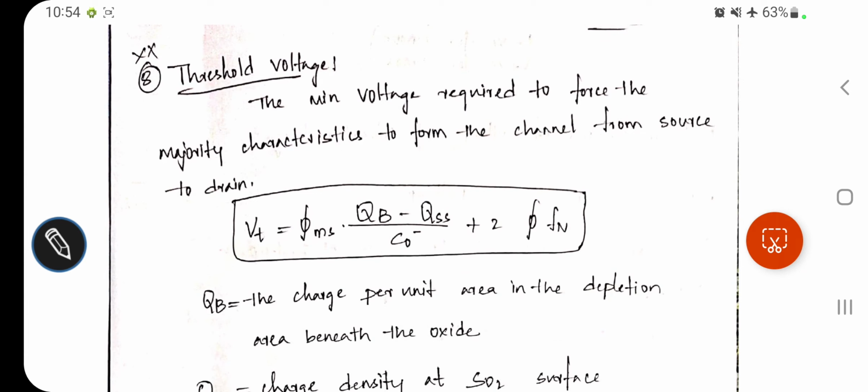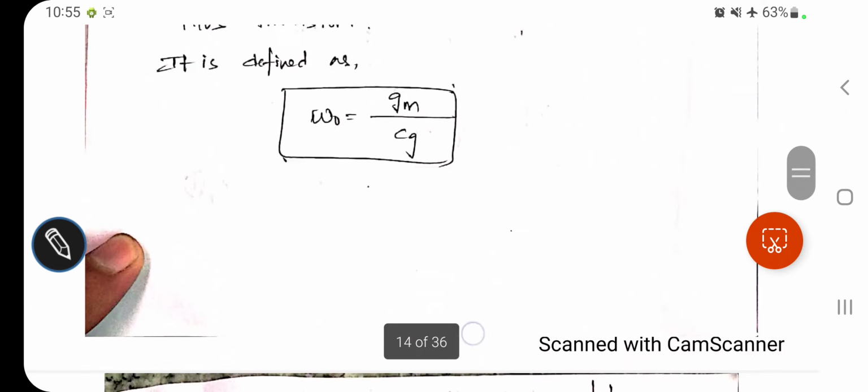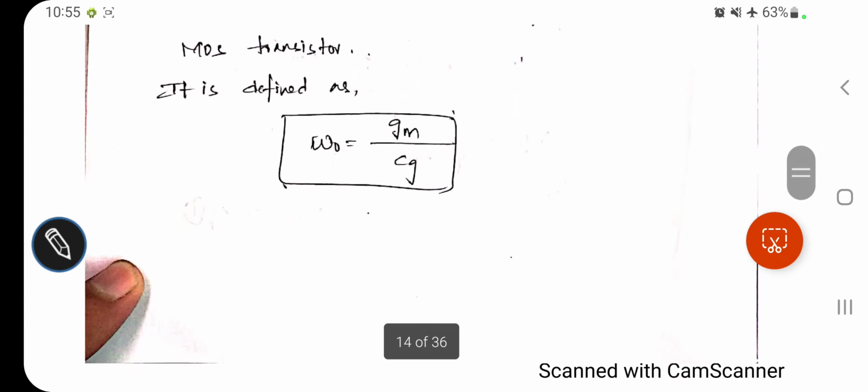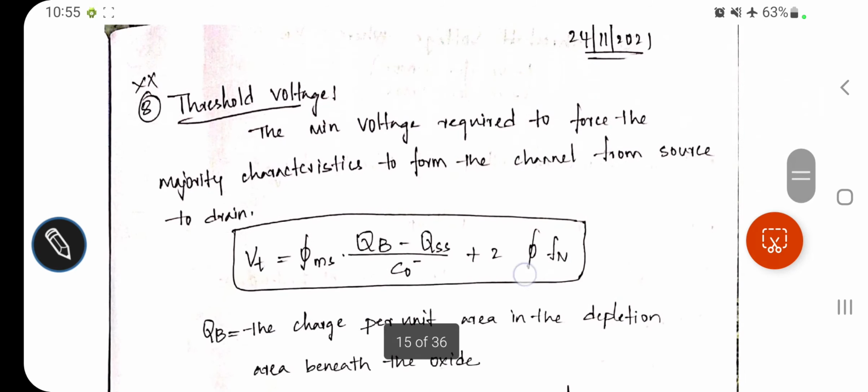Till now we have discussed IDS versus VDS, the relation and the operation of NMOS transistors, three regions of operation of NMOS transistor, then the IDS versus VDS equation we have seen. Then we have discussed output conductance, that is drain resistance, and we got the channel length modulation factor in that also. And next we have seen just now the relation between GM and CGS, the figure of merit omega naught. These are the topics which I have discussed till now.